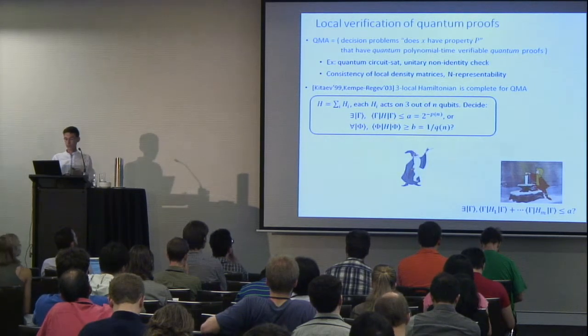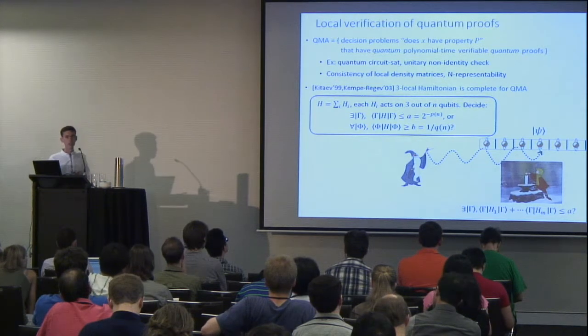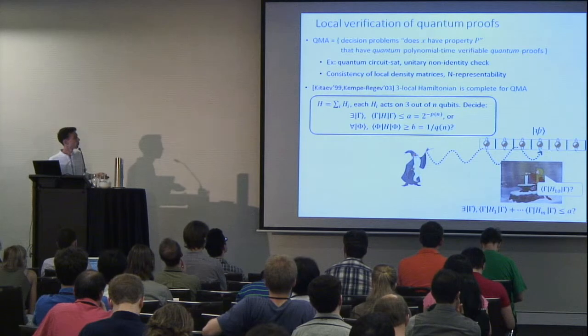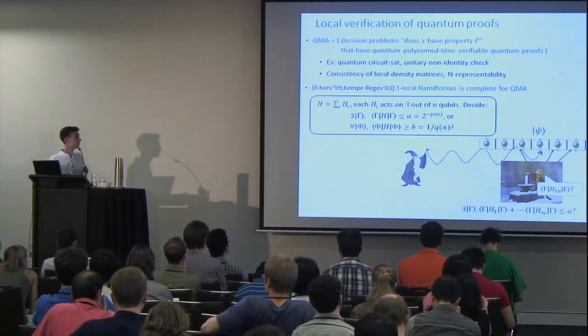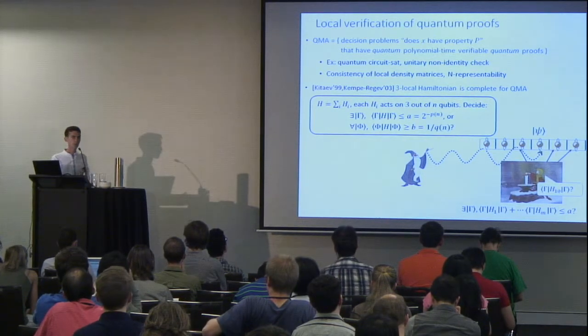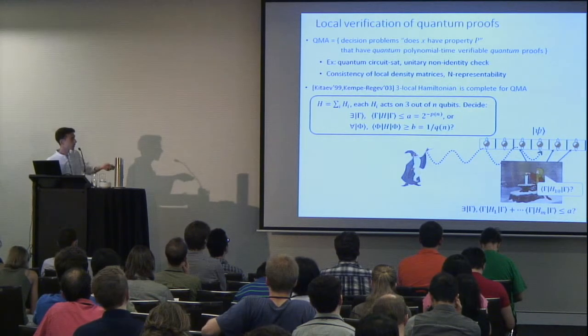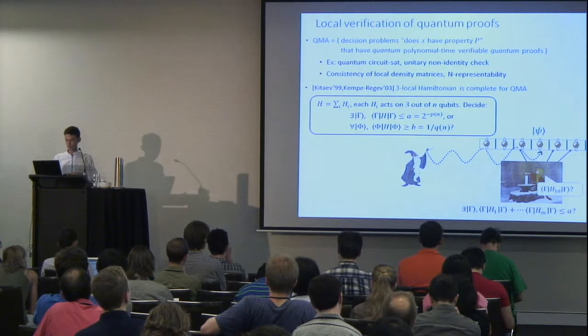And if he has access to a quantum Merlin, Merlin can give him the quantum state, which would be the ground state, and then he'd pick one of these local terms, look up the 3 corresponding qubits, measure the term, estimate the energy, maybe repeat this sufficiently many times. So he might need many copies of the state, but I'm sort of ignoring this for now. And then he'll be able to verify that the energy is sufficiently low.